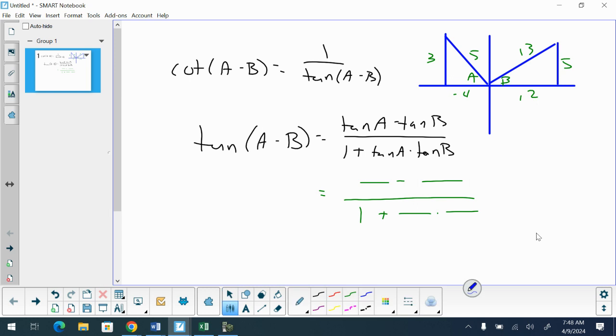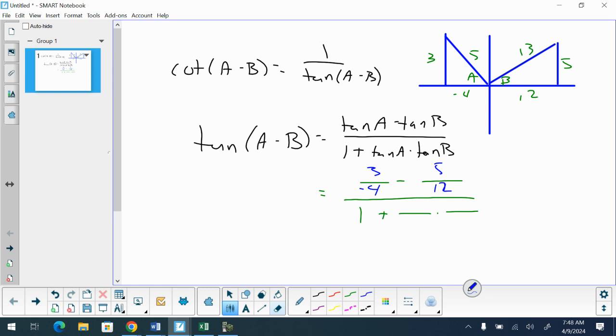Tangent of A, what do we have for the tangent of A, Maddie? And tangent of B? 5/12. Now we have 3 over negative 4. 3 over negative 4.